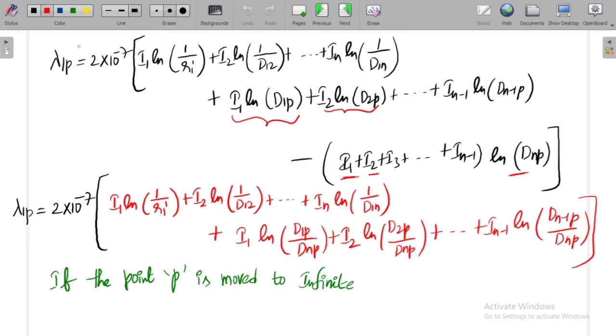Because when you see a group of conductors from a very far distance, all look like they are in the same place. So this ratio and this ratio and this ratio will be almost equal to 1. The term which is inside the natural logarithm, if it is 1, finally it is 0. So ln of 1 is always 0. That's why the second half of the terms becomes 0.